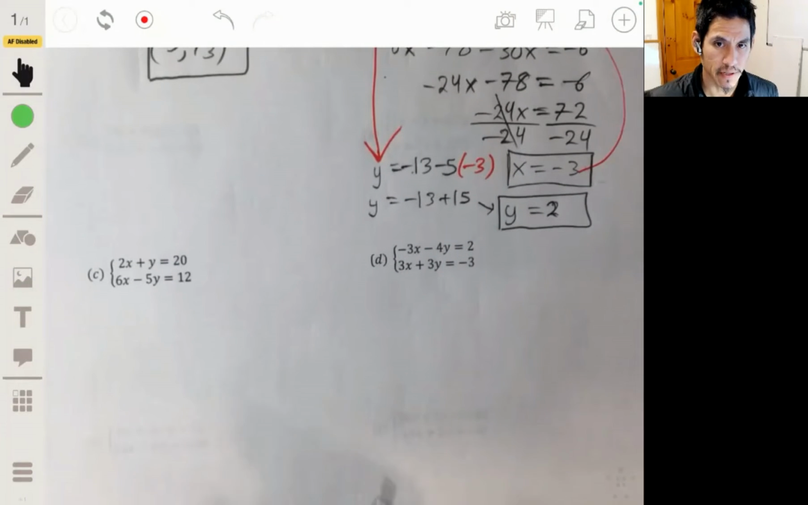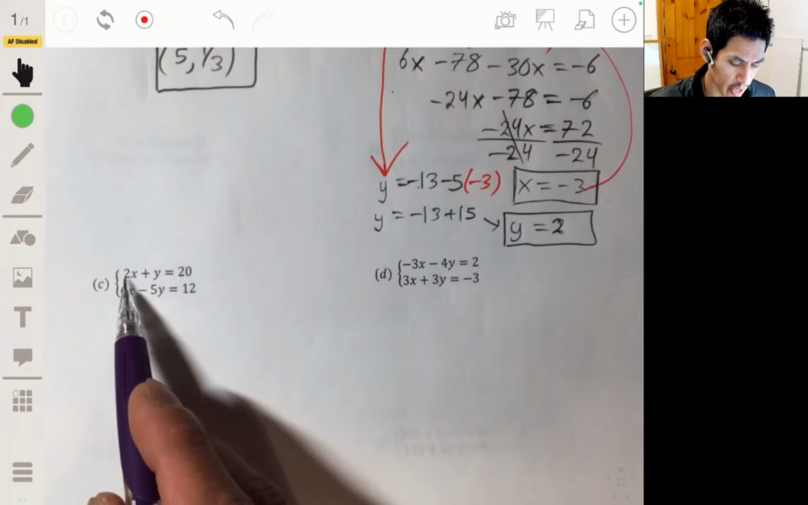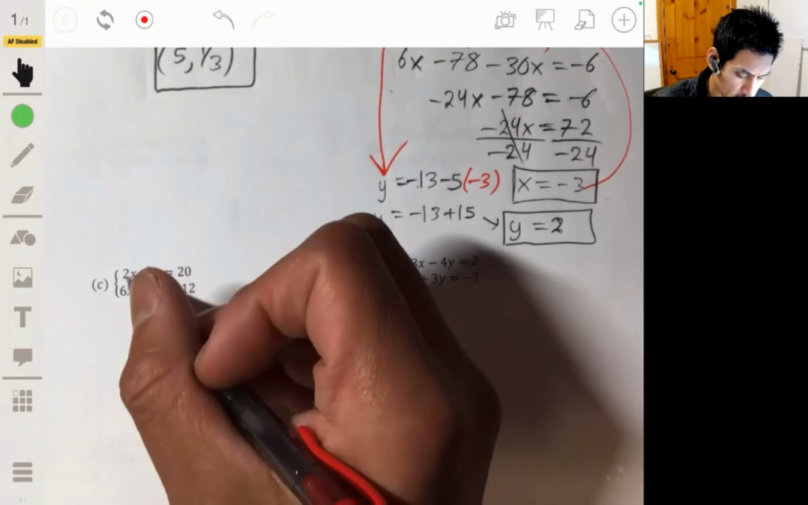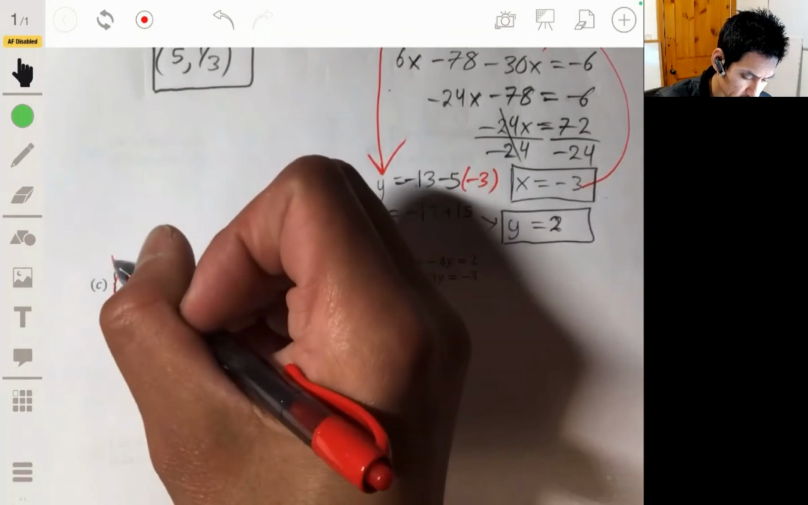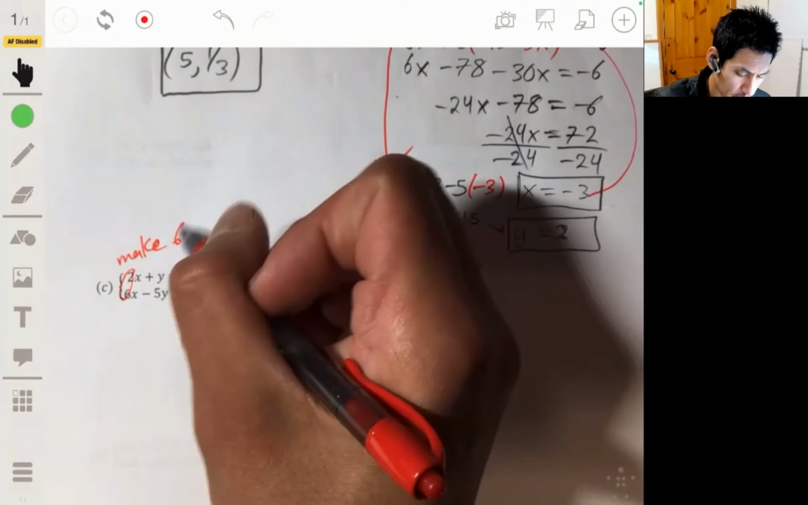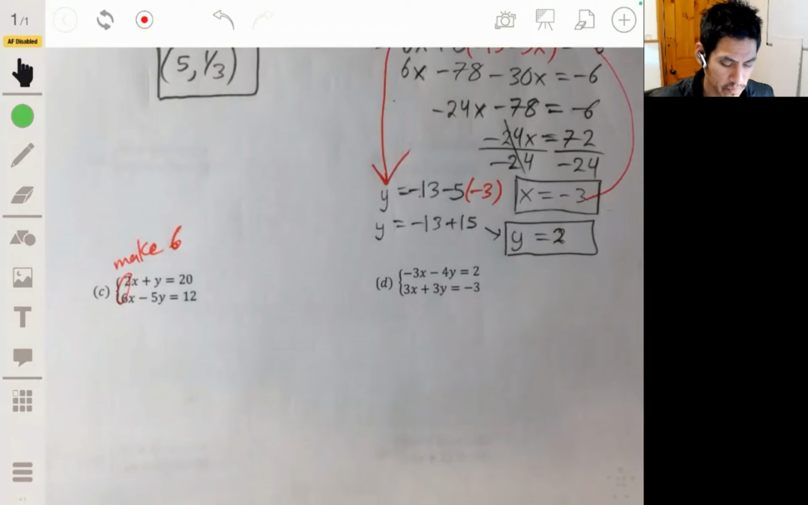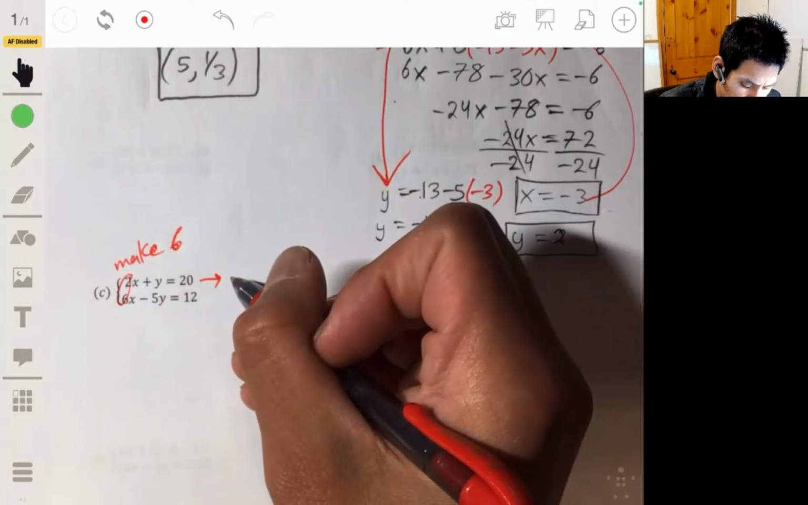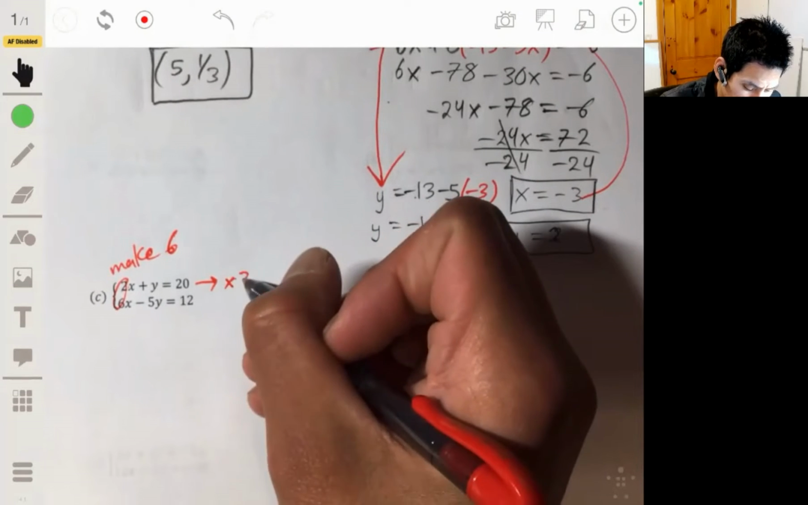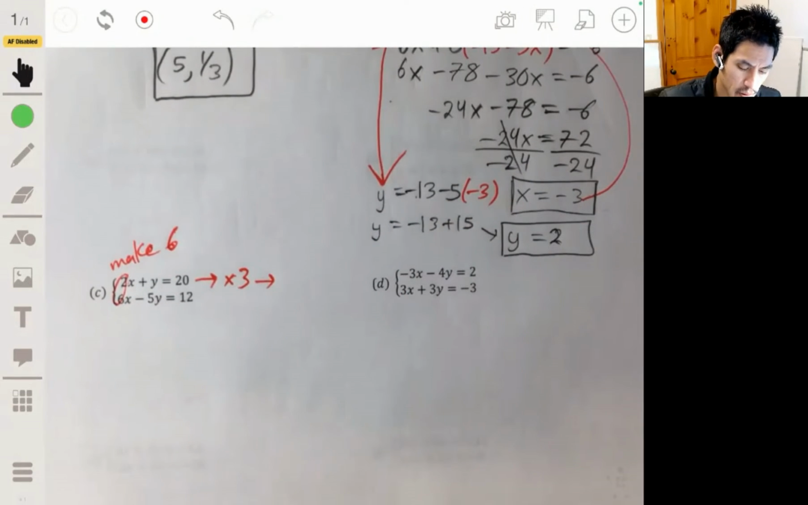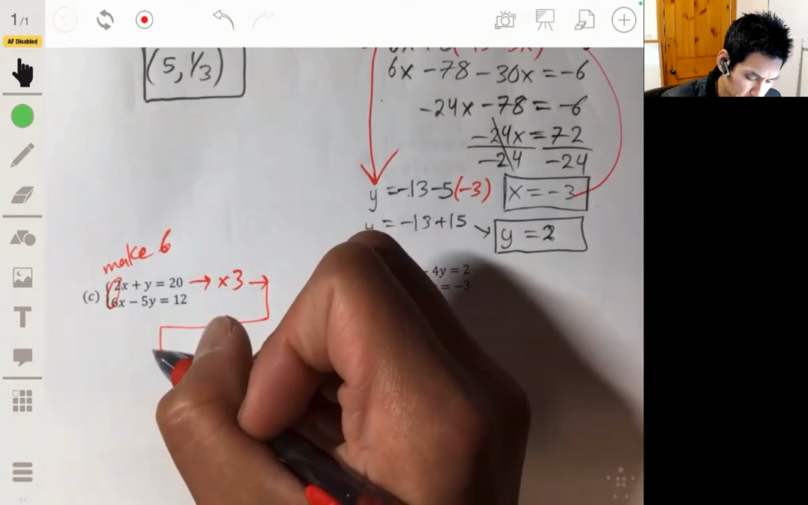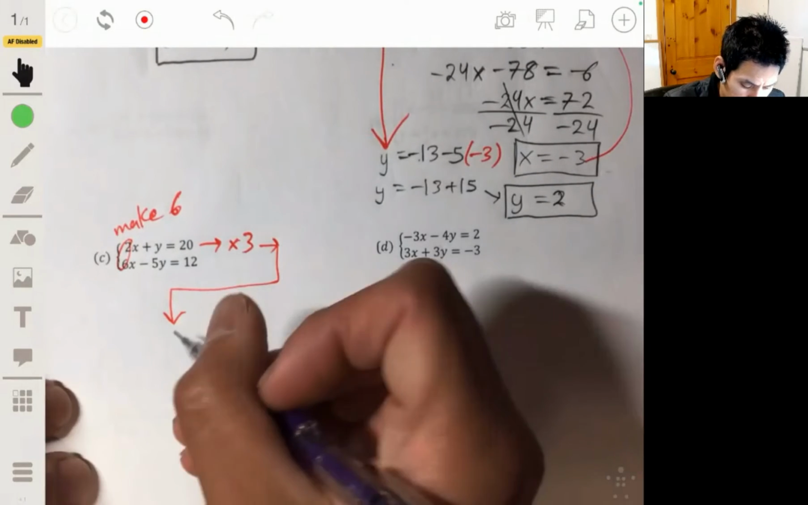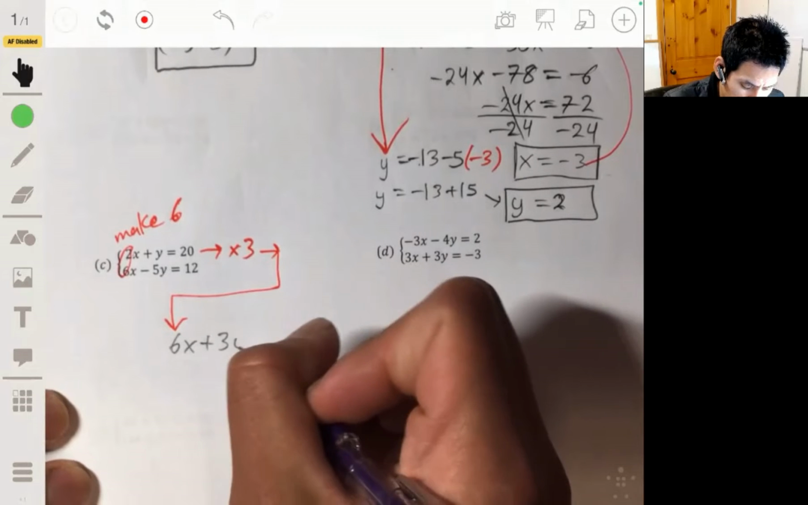Let's do another elimination method here, where you can see, let's make the x's the same. So what we're going to do to the top one, let's make both of these 6, because 2 and 6 both go into 6, obviously. I'm going to make the top 6 by multiplying by 3. That's times 3. Let me go down here so there's more space. And make sure you multiply everything in the top by 3. So I'll get 6x plus 3y equals 60.